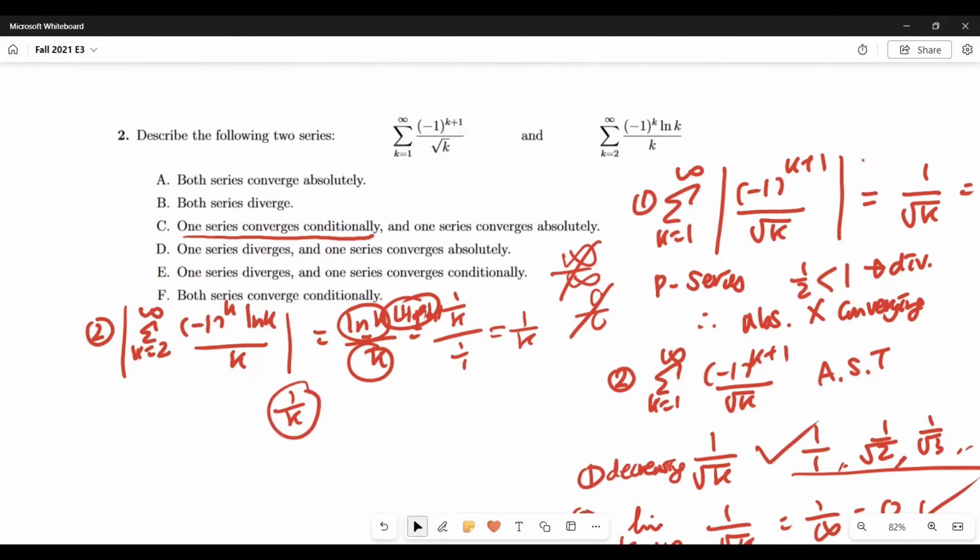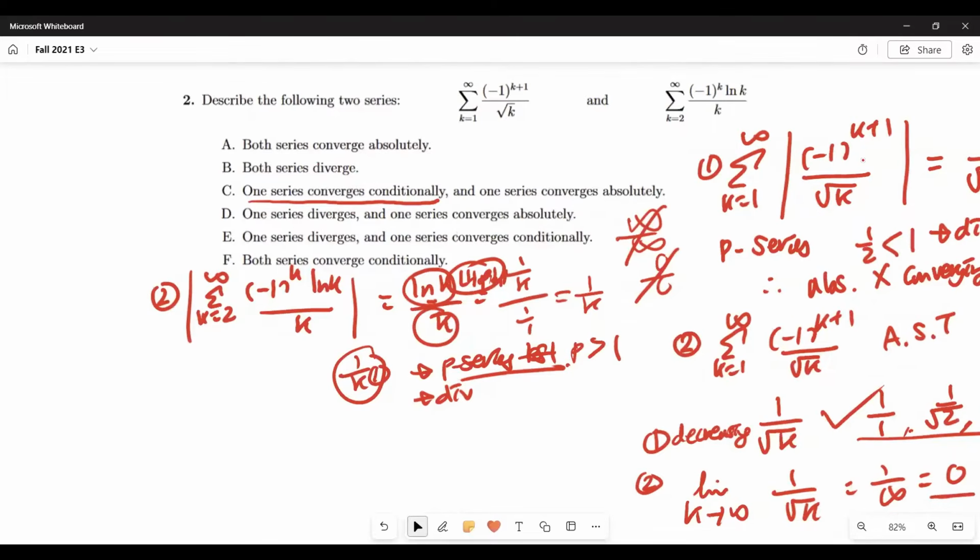And if you remember, 1 over k is the p-series test. Since the denominator power is k to the 1 power, this is going to be diverging, because the p-series test says the denominator power p has to be greater than 1 in order to converge, but this is not the case, so this is not going to be absolutely converging. So D, E are not right, B is also not right, and A is also not right.